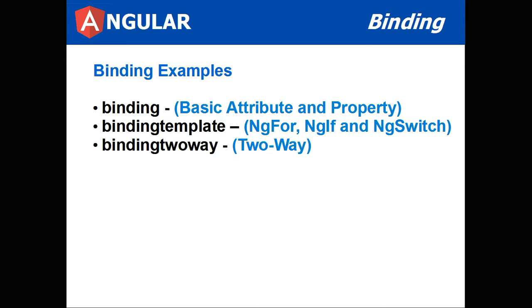We're going to go through several different examples and show you what you need to know with binding within Angular 4. The first example is called binding. We look at basic attributes and property binding. The second example is a binding template. We look at the ng-for and ng-if and the ng-switch directives, which help you add, remove, and include certain DOM elements. Then we're going to be talking about binding two-way, which is a two-way binding example. Let's move on.